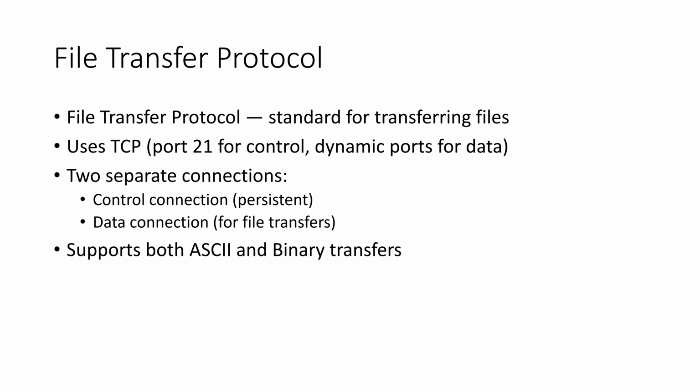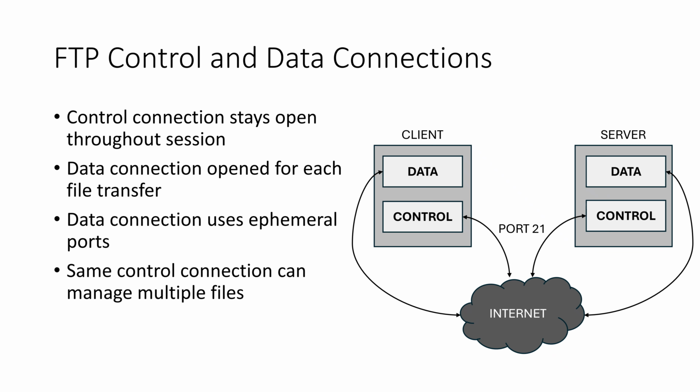It supports both ASCII mode for text files and binary mode for images, executables, or other binary files, ensuring files are transmitted correctly. So again, an interesting feature of FTP is that it uses two parallel connections. The control connection is established on port 21 and it stays open for the entire session. It's used to send commands and receive responses. But for each file transfer, a new data connection is opened on a temporary ephemeral port. Now, this design allows the control connection to remain free from managing multiple transfers without any interruption.